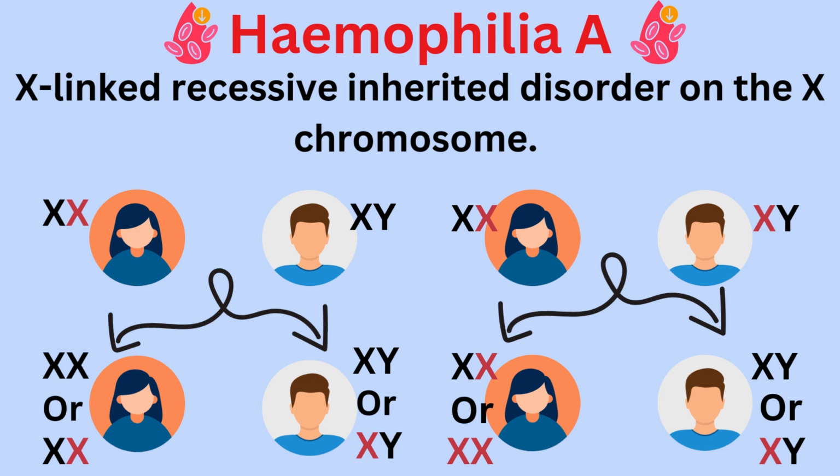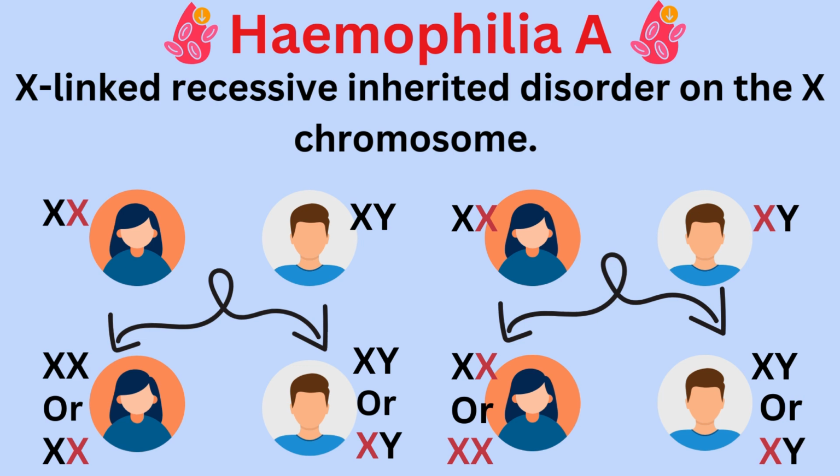Now, one of these X-linked diseases is called hemophilia A. Hemophilia A is an X-linked recessive inherited disorder. It is found on the X chromosome. This is a recessive disorder.